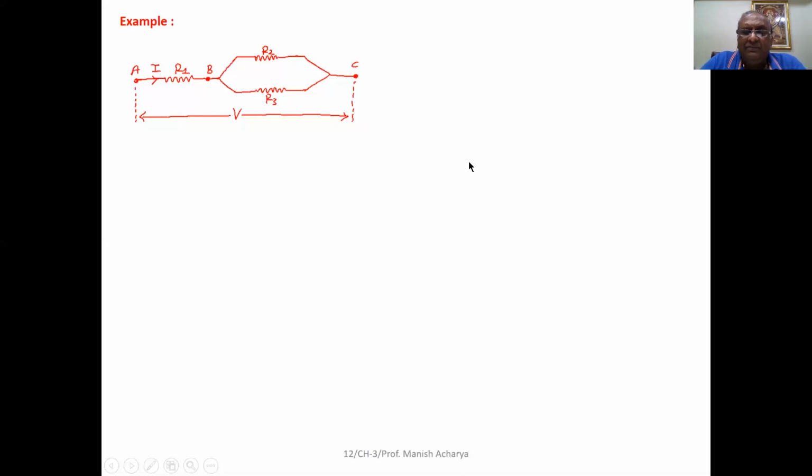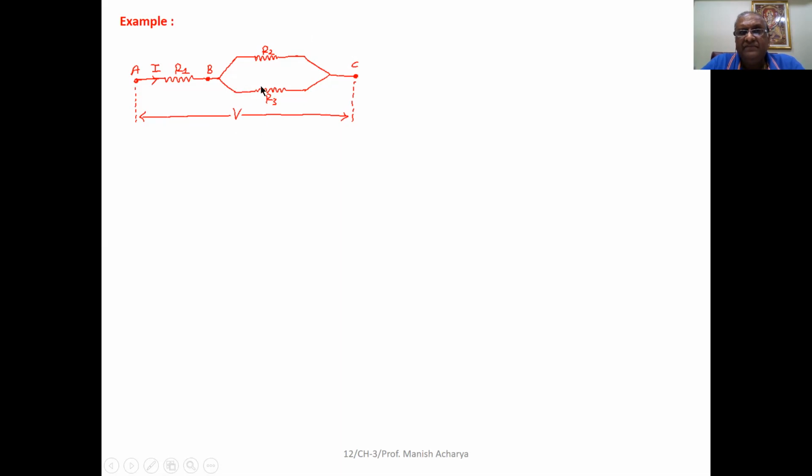Now here one simple example is given to you in which three resistors are connected between two terminals A and C as shown in this figure. And now here, suppose we want to find the resultant current I flowing through the circuit, or we want to calculate the current I constituted by the potential difference of V volt across A and C. Then first of all, we have to calculate the equivalent resistance of this combination.